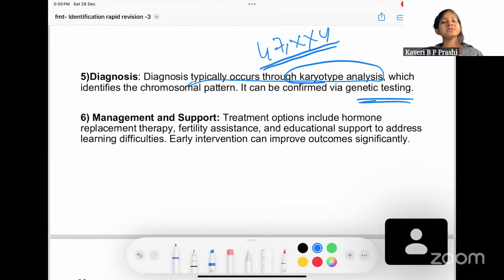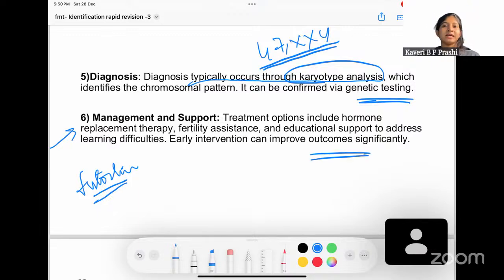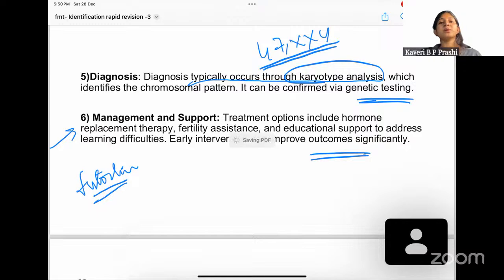How do you manage these people? Treatment options include hormone replacement therapy, where you give these people testosterone. You also assist them with fertility, and you educate them and address their learning difficulties. Early intervention can improve outcomes significantly. Okay, so these are the different points about Klinefelter syndrome.